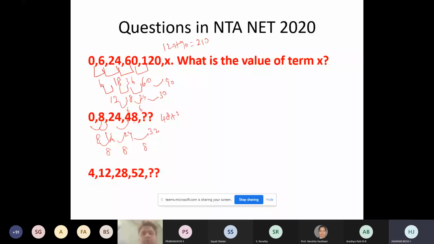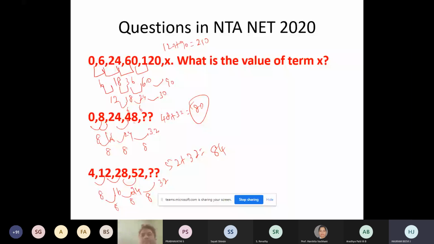Then the next one: 4, 12, 28, 52. So what will be the next element? Here also find the difference: 8, 16, then 24. Again find the difference. It is 8. So the next element difference is 32 here. Then we are adding 52 plus 32. So the answer is 84. So these questions are asked in the previous NET exams.